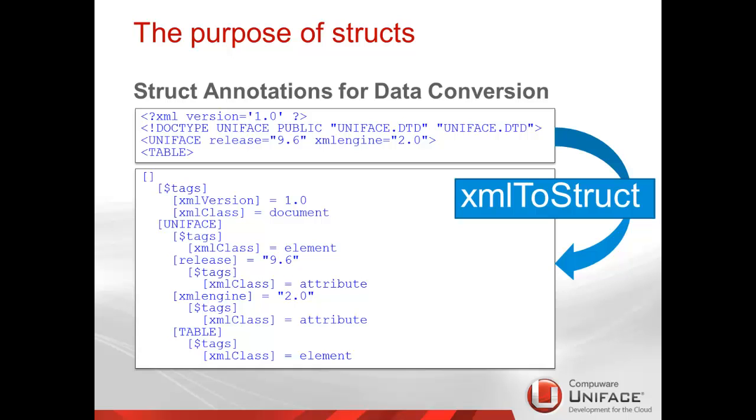The first element is called Uniface, as we can see by its tags, and the element has 2 attributes called release and XML engine. And the third one is an element called table. You also can see a comment here in the XML. This is not converted to a struct by default. You can add it if you want to, but it's not there if you do the plain XML_to_struct instruction.